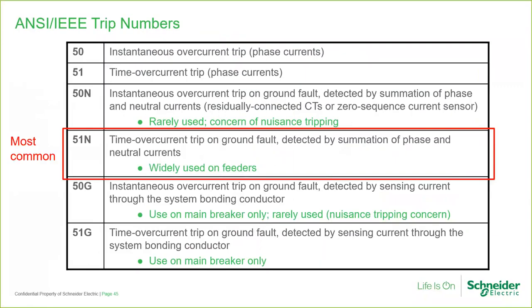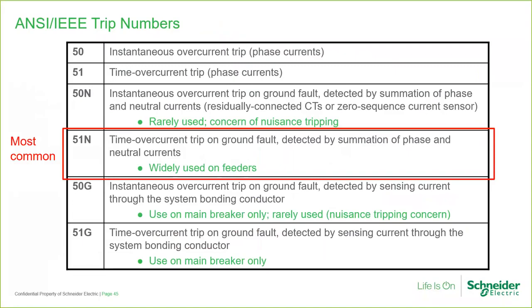Here are the ANSI/IEEE trip numbers that you often see on drawings. The number 50 represents instantaneous phase over current trip. The number 51 represents a time over current trip of phase currents. An N suffix means residually connected current sensors, or a zero sequence current sensor, are used to measure ground fault current. A G suffix means ground source return sensing is being used to measure ground fault current. The absence of a suffix means it is a phase over current protection function. The presence of an N or a G suffix means it is ground fault protection.